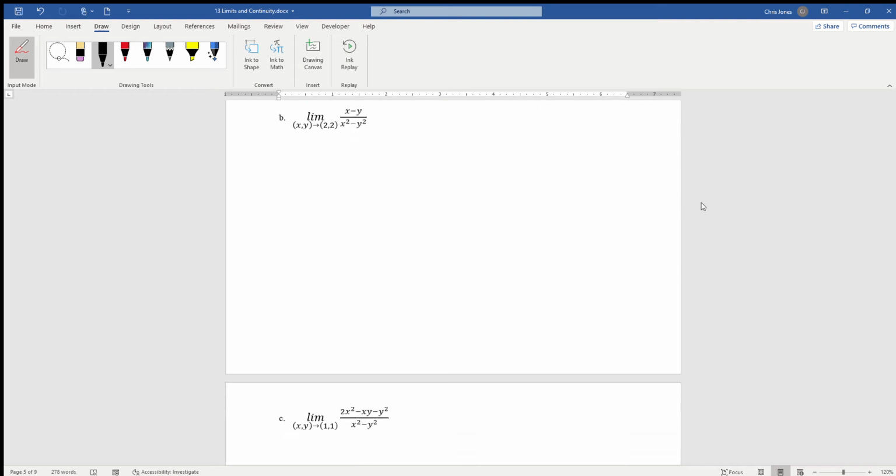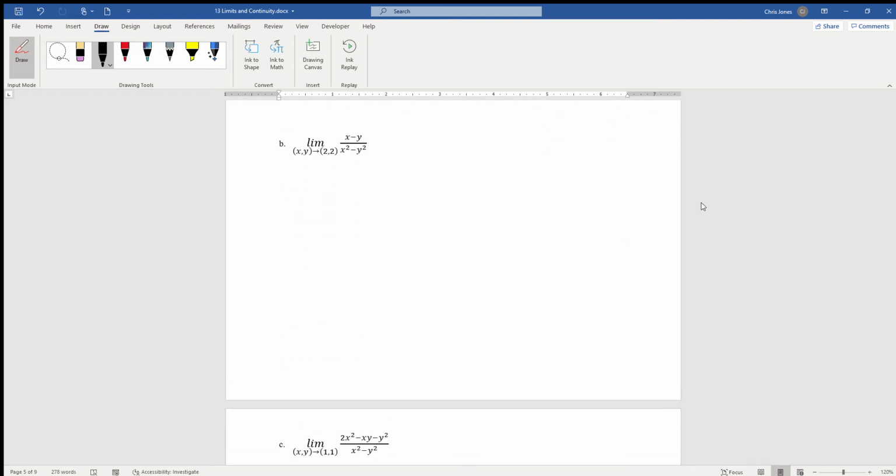However, in the next three examples, we're going to see that direct substitution fails us. So over here, we try direct substitution of (2, 2) into this expression, (x minus y) over (x squared minus y squared). So that's going to give us 2 minus 2 divided by 2 squared minus 2 squared, which is 0 over 0. And that's not good. In Calc 1, that was an indeterminate form, but we don't have L'Hopital's rule in Calculus 3. But we can perform some algebra.